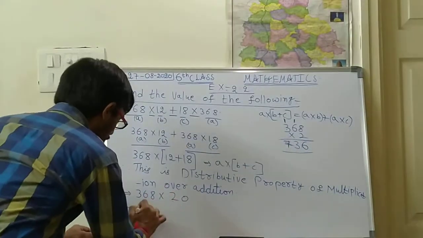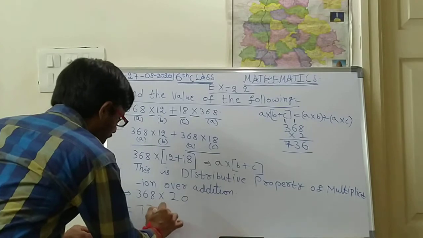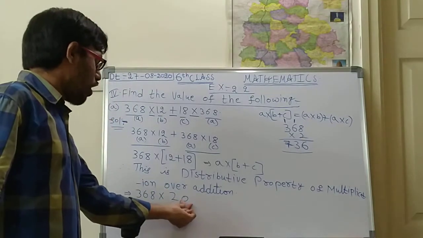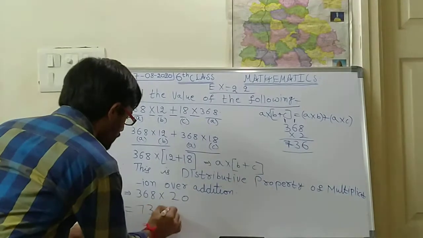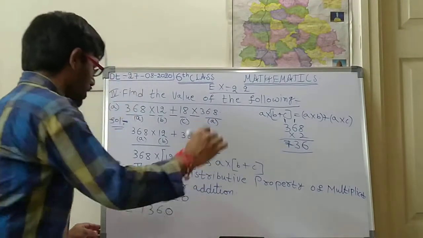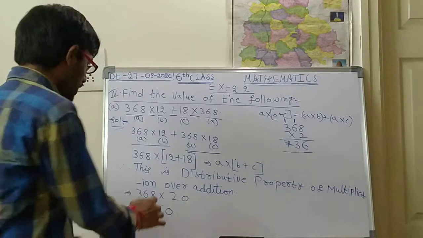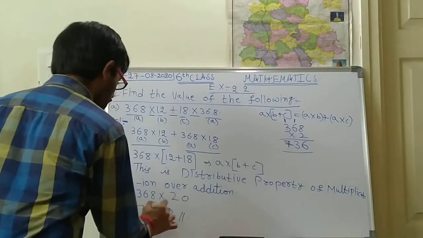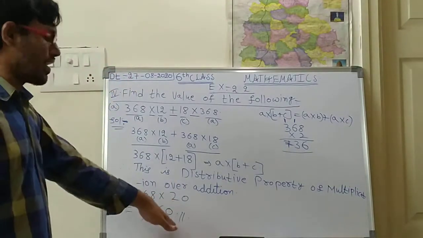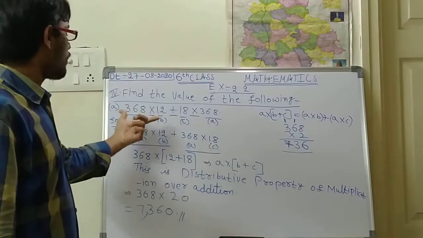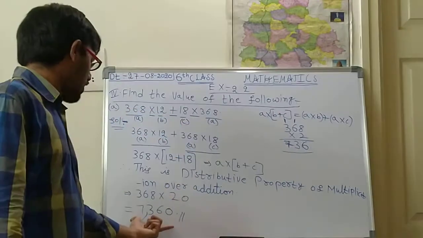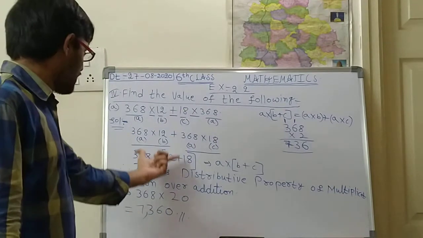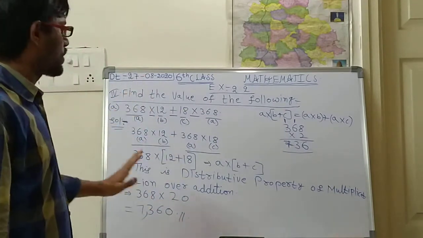So now 368 into 20 is 736. Just here, how many zeros are there? 1 zero is left over. So add that 0 at the end of this number. So 7360 is your answer. So 7360 is your answer. So 368 into 12 plus 18 into 368 value is 7360. So this is the procedure to do this problem.